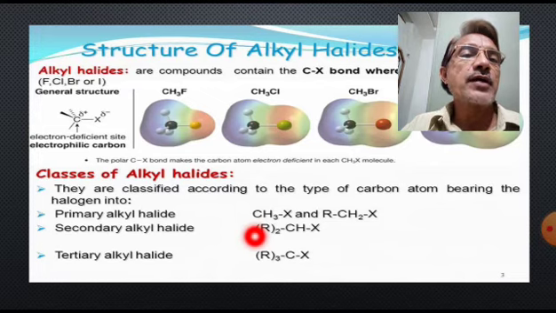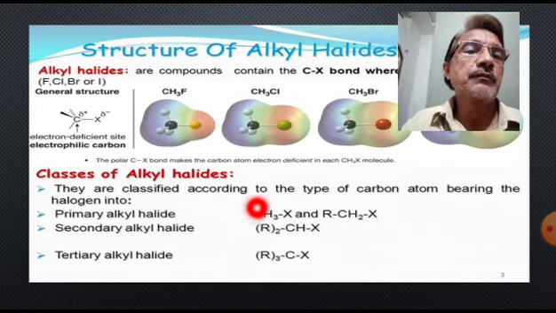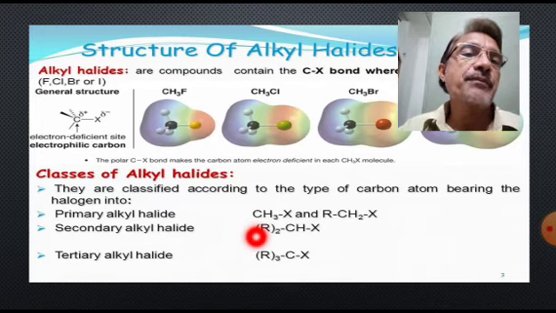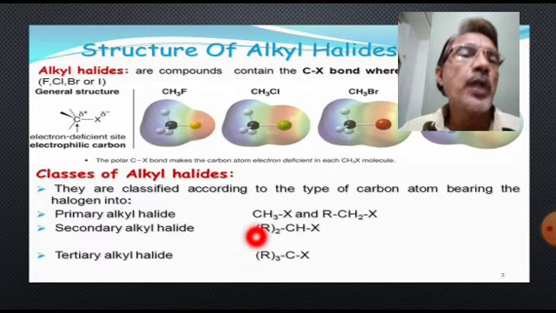Next, secondary alkyl halide. R2CH-X is a secondary alkyl halide. Why? Because the halogen atom is bonded to a secondary carbon. A secondary carbon is the carbon which is bonded to two other carbons.